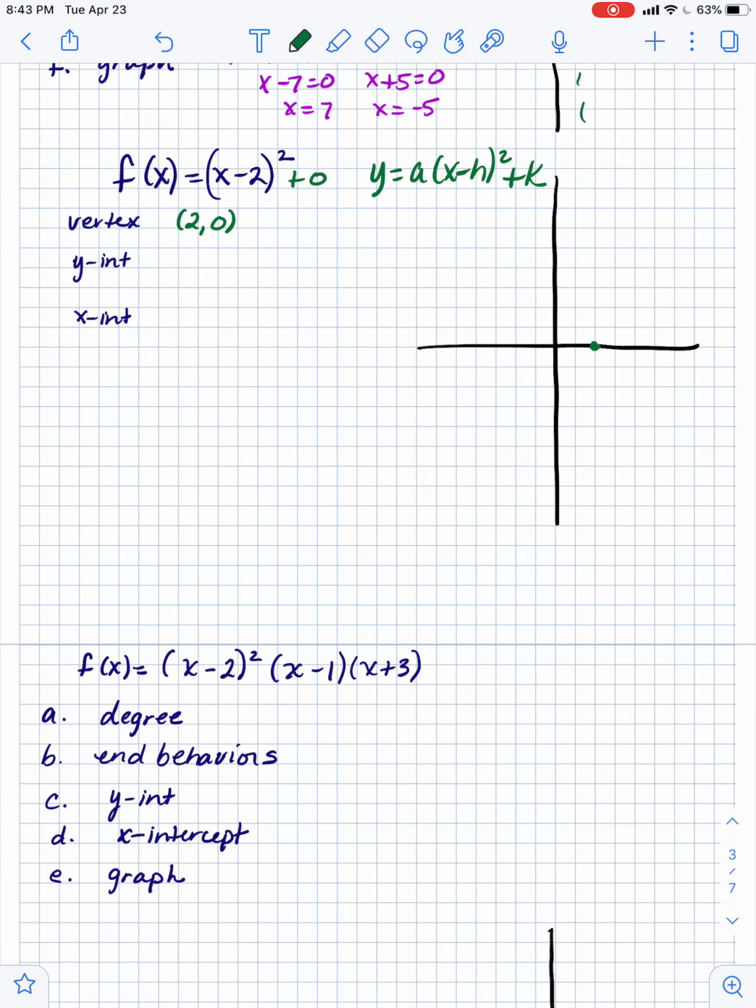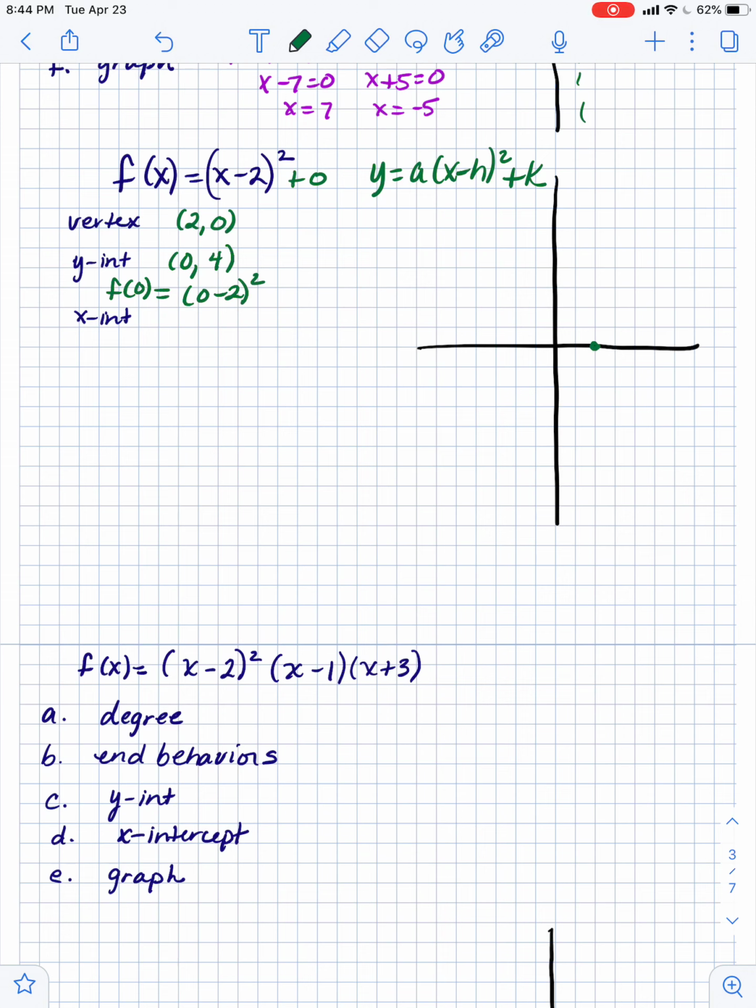My y-intercept, what is it going to be? Now that's, in this case, going to require a little bit of work. So I'll give you a minute to see if you can figure out what your y-intercept is. Okay, so it's where x is 0. So again, this is a function notation where x is 0, 0 minus 2 squared, and that's going to give me 4. Okay, so 0, 4, sorry, my bad.